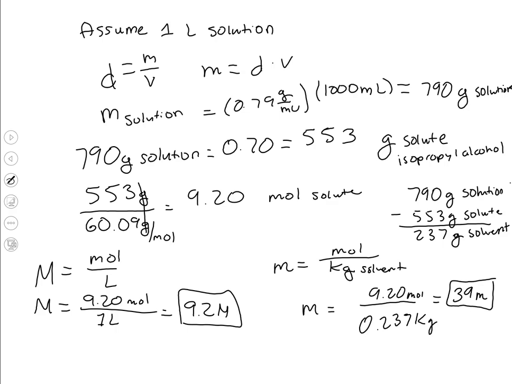The higher your concentration, the more these two numbers are going to vary. At low concentrations, molarity and molality are very similar numbers. But at very high concentrations, and 70% is pretty high, then these numbers are going to vary more greatly, because the higher the concentration, the more that's going to change that density.